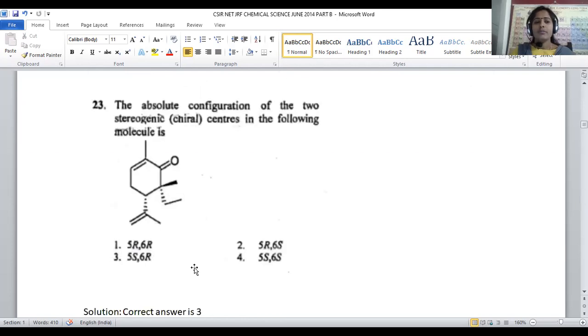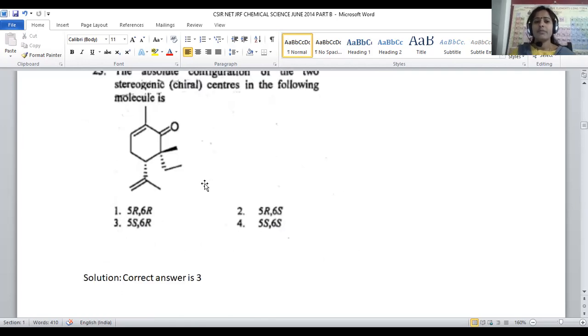Let us move on to question number 23. Again, it is a part of organic chemistry where stereochemistry can be employed here. The absolute configuration of two stereogenic, nothing but chiral centers, in the following molecule is. Where can you find the chiral centers? What is meant by chiral center? Chiral center is nothing but wherever the carbon is attached with 4 different functional groups around it, that is called a chiral, non-symmetric, asymmetric center.